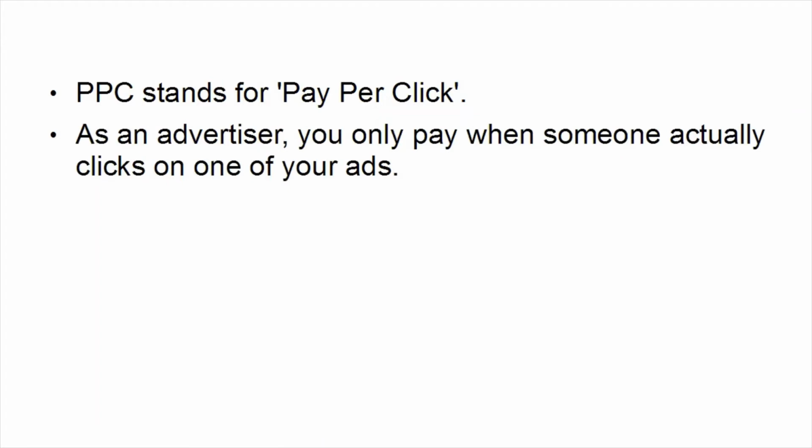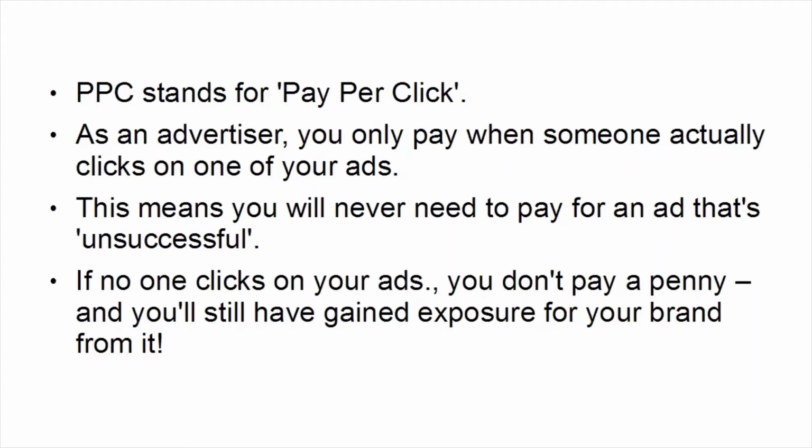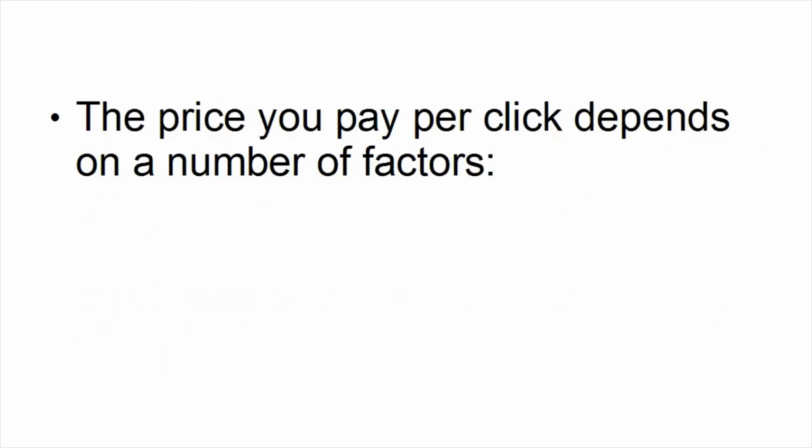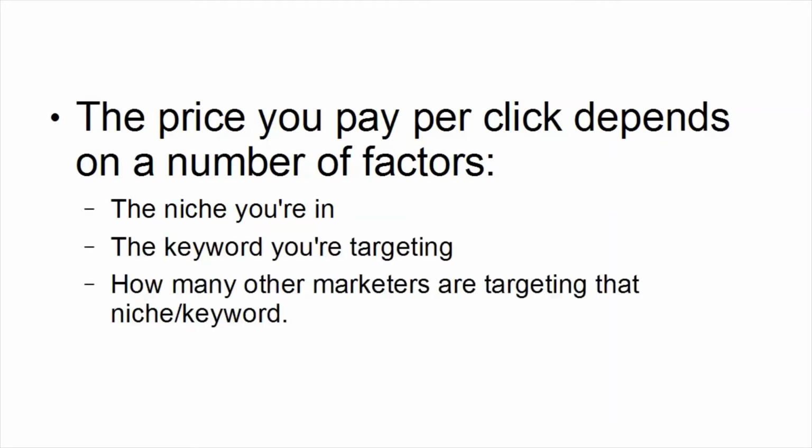Now, as an advertiser, when you're buying a pay-per-click ad, you only pay when somebody actually clicks on one of your ads. And this means that you'll never need to pay for an ad that's unsuccessful. So if no one clicks on your ads, you don't pay a penny, and you'll still have gained exposure for your brand from it. Now, the price that you're going to pay for each click depends on a number of different factors. It depends on the niche that you're in, the keyword that you're targeting, and how many other marketers are targeting that niche or keyword. Now, pros and cons to both, of course.